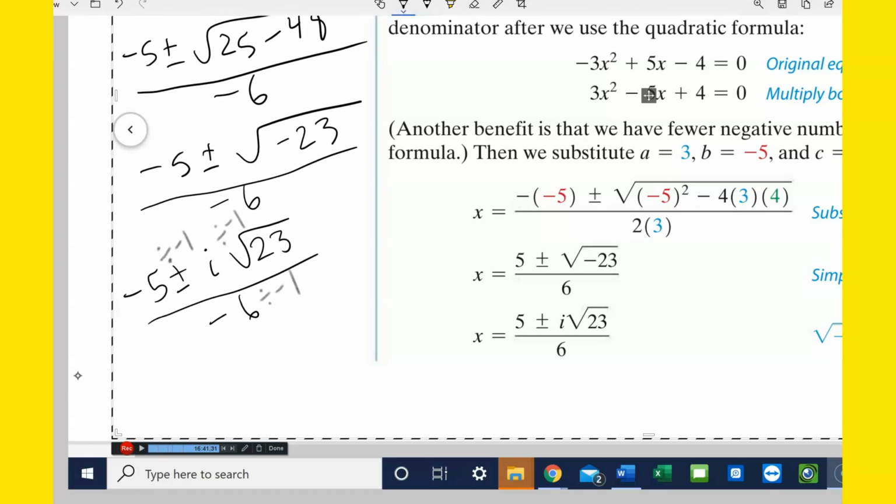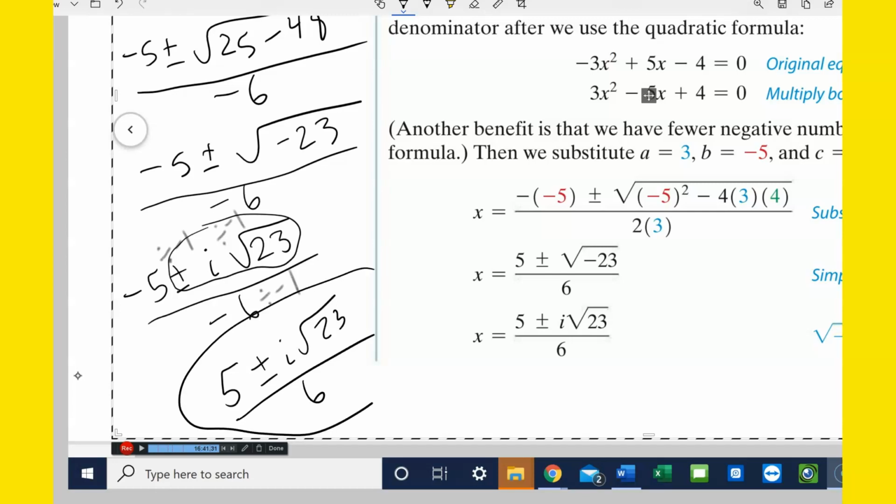Okay, so that makes me have positive 5. And if I'm dividing this term by negative 1, then that plus is going to become minus, and that minus is going to become a plus. So instead of being plus or minus, it's going to be minus plus. But minus plus is the same thing as plus or minus. You're just adding something or subtracting something. So I'm going to do both anyway, plus or minus. I root 23 over, this is going to be now positive 6. So here are my answers to that one.